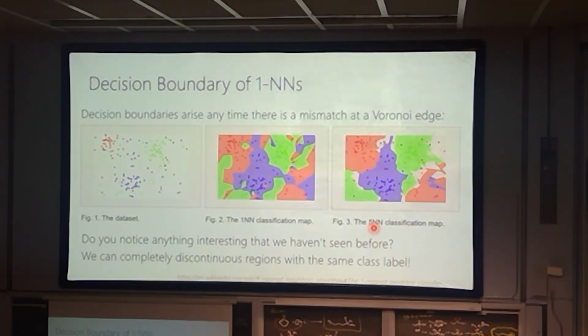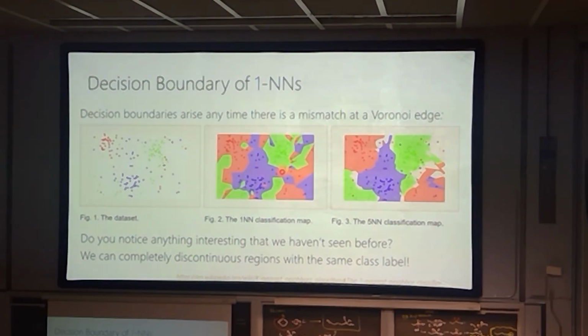But the point I was going to make is that there are completely discontinuous regions, right? I have purple here, totally disconnected from this purple, and I don't think we've seen that in this class before. Have we seen it? Did you not get that with Mixture of Gaussians? Mixture of Gaussians is unsupervised. It has no decision boundary, right? So remember, decision boundary here.